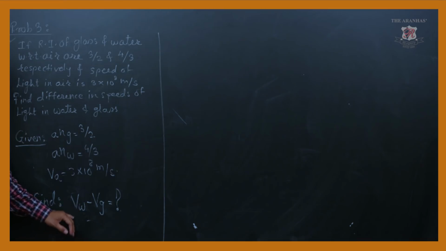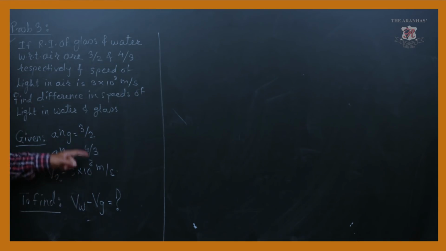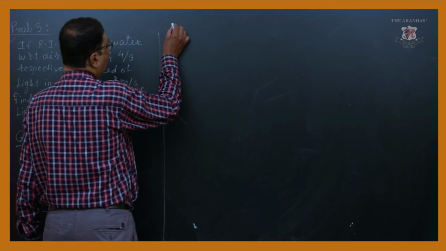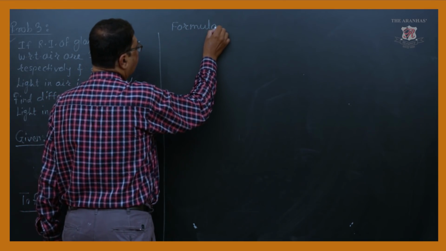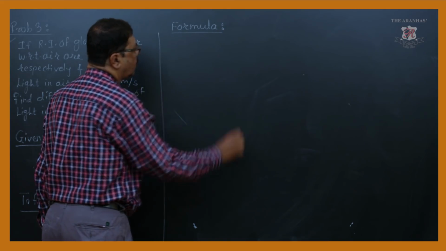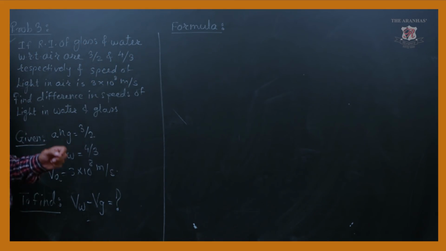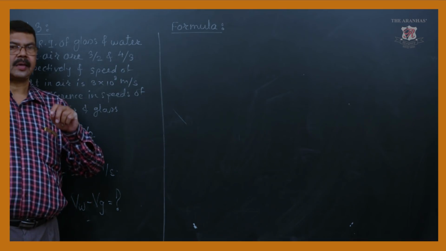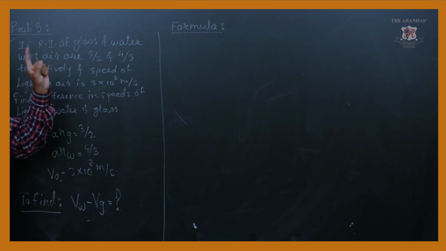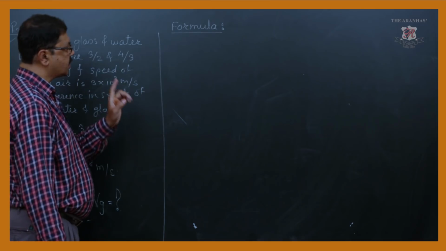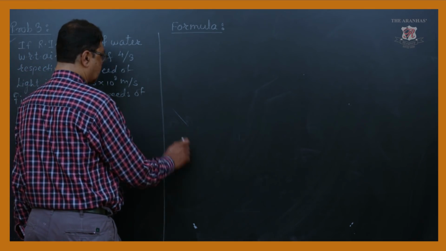Now, how to find this? I will have to generate the formula. Observe the weightage of the question, it is 3 marks. So, first you have to generate the formula and then you have to substitute. It is not like the previous one. In the previous numerical, I told you, remember that formula, refractive index of glass with respect to water equals refractive index of glass upon refractive index of water. Here you have to generate the formula first and then substitute the values.